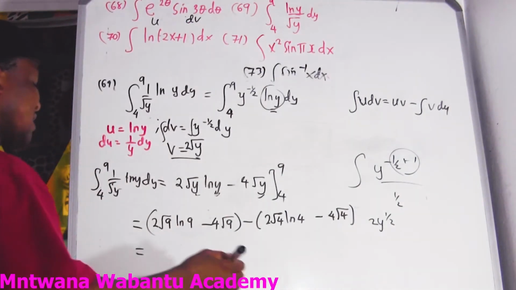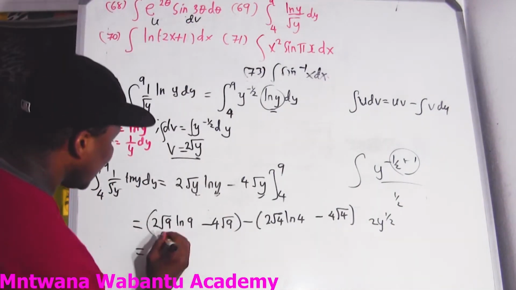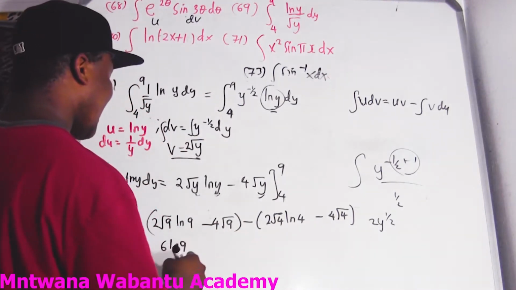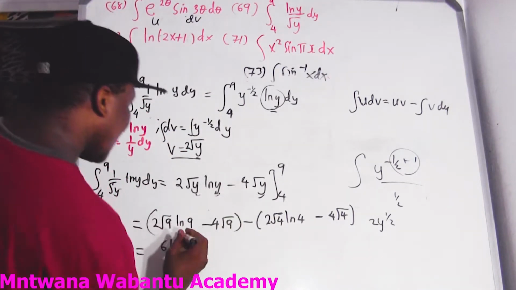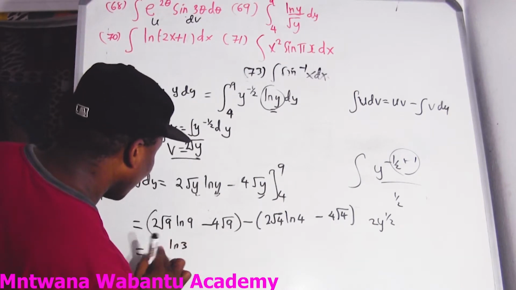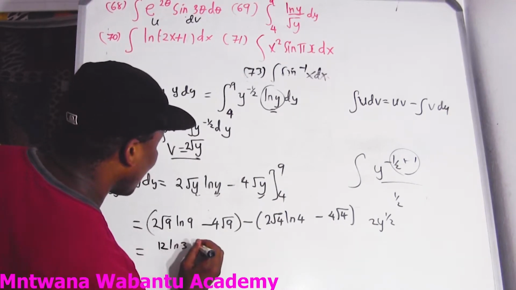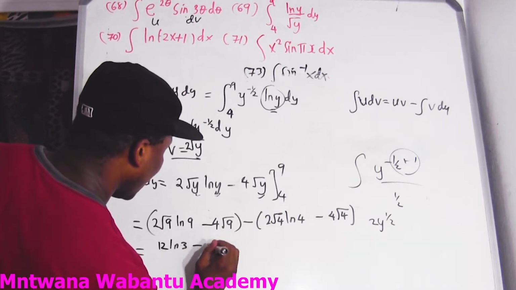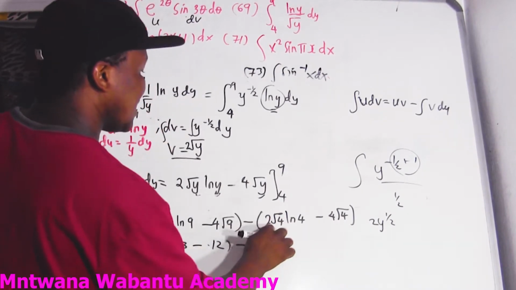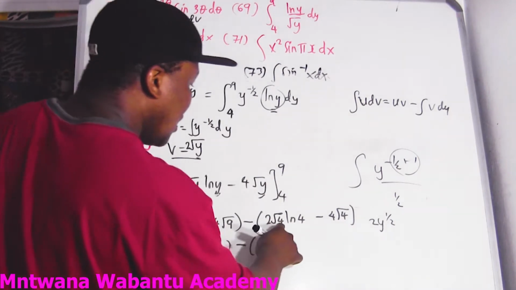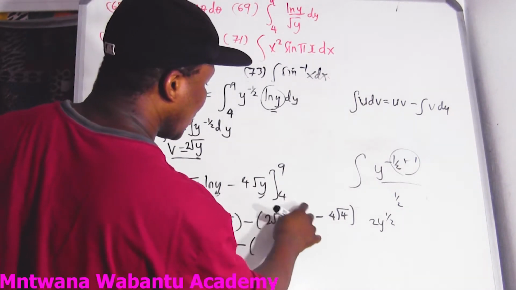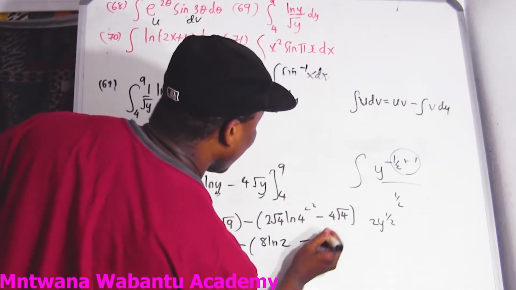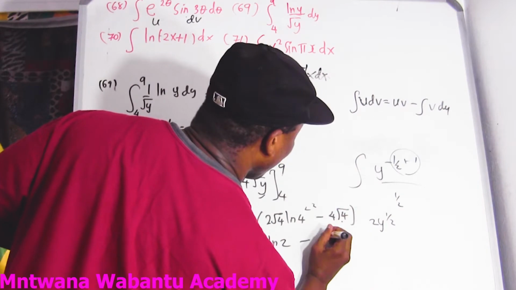You can put this in the calculator to get a value. This is 2 times 3 equal to 6 ln of 9. If you want, you can simplify this. 9 is 3 squared, so bring the 2 to the front: 6 times 2 equals 12 ln of 3, then minus 4 times 3, which gives 12. Then minus, 2 times 2 equals 4, and ln of 4 is 2 ln of 2, so 8 ln of 2, and then minus 4 times 2, which is 8.